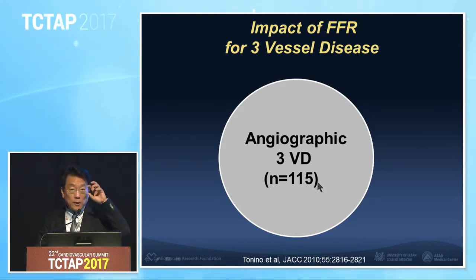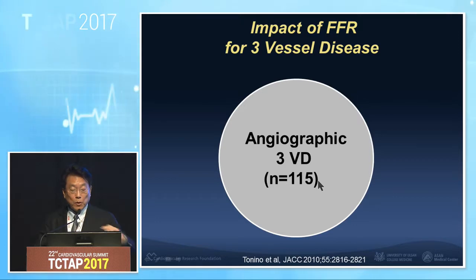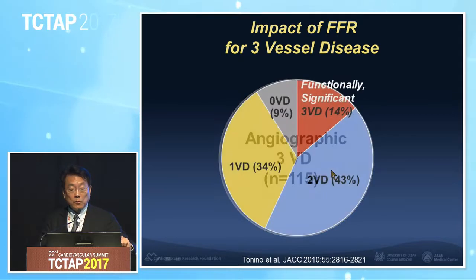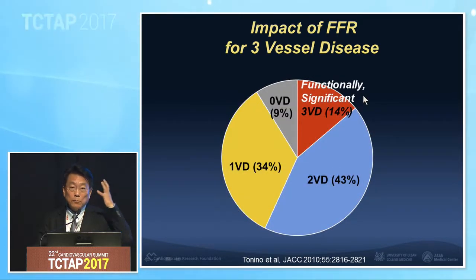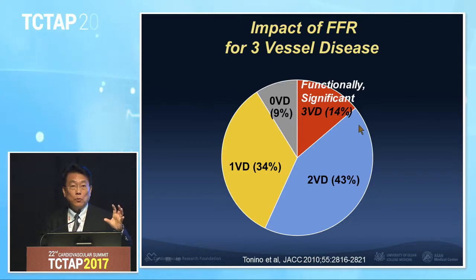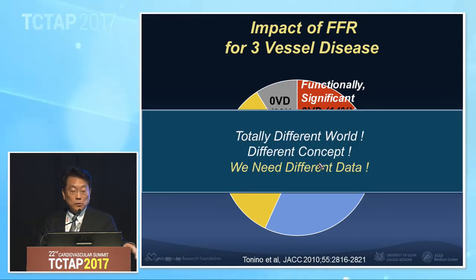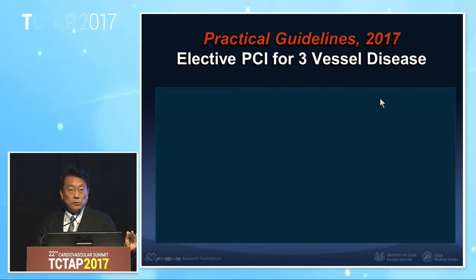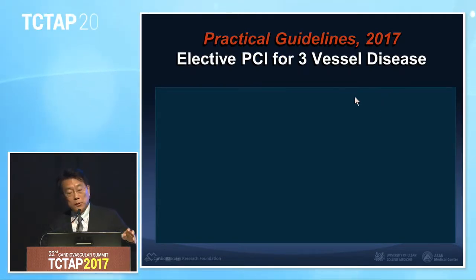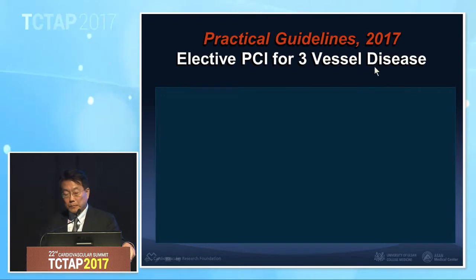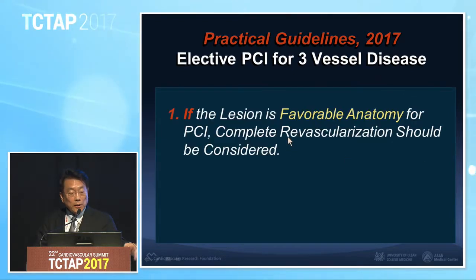Angiographically, visually significant disease was 115. Among them, if you use the FFR concept, functionally significant disease was only 14%. A very small number are significant. So I think it's a totally different concept, a different world. Actually, we need more solid data from the FAME 3 study and other future randomized studies.